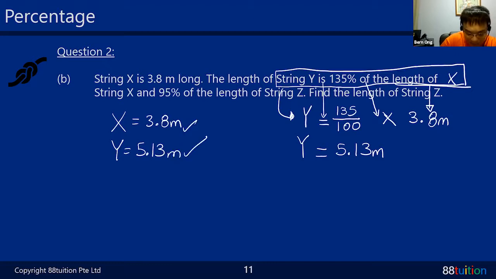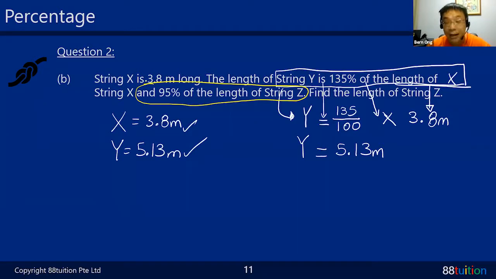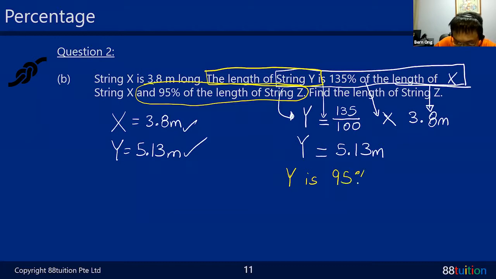What else? Now you have to read the sentence. The English here, be careful. They say: and 95% of the length of Z. Who is 95% of the length of Z? You have to look at the sentence. The sentence started off with Y. We are talking about Y here. So the sentence is trying to say that Y is 95% of the length of Z.